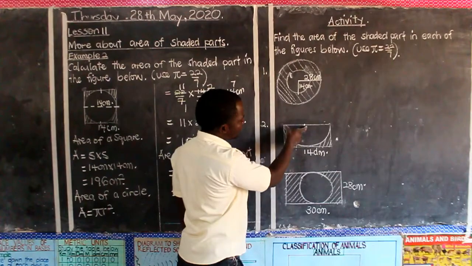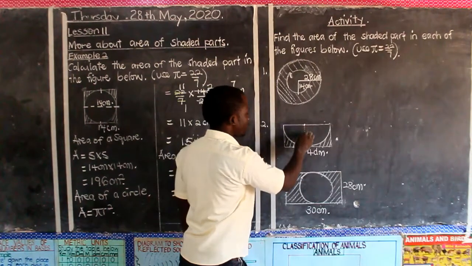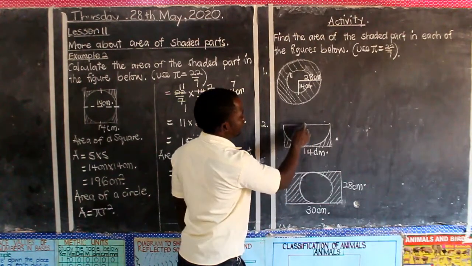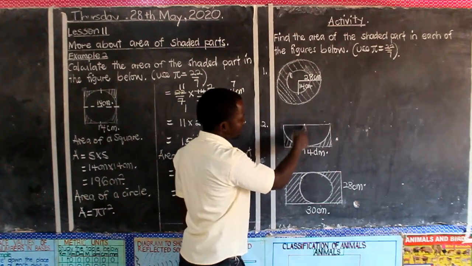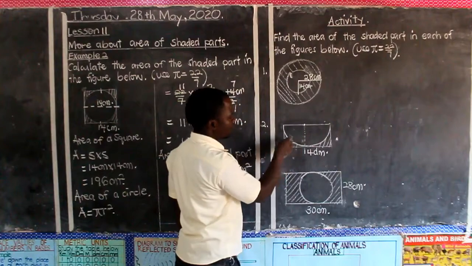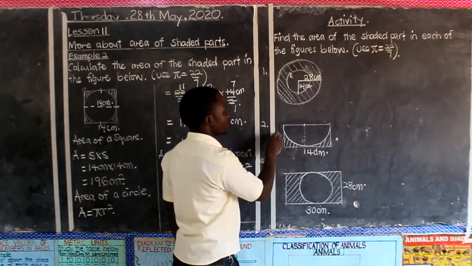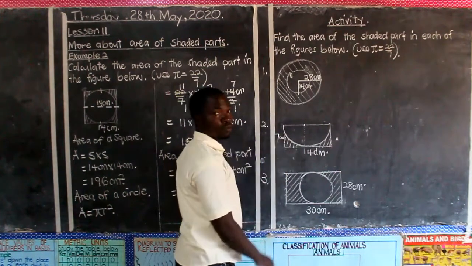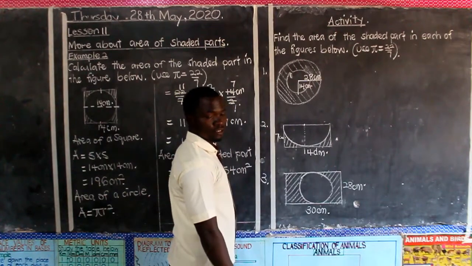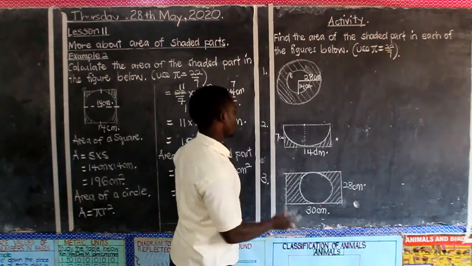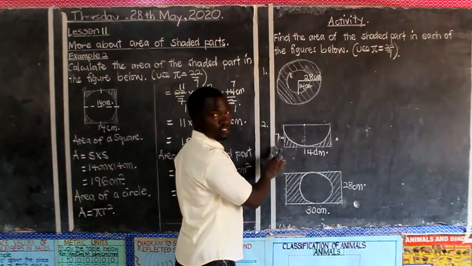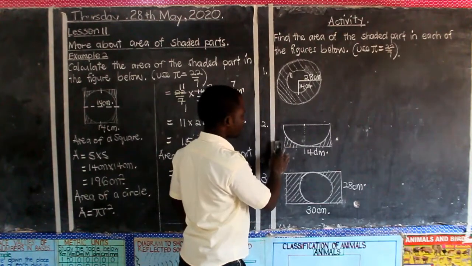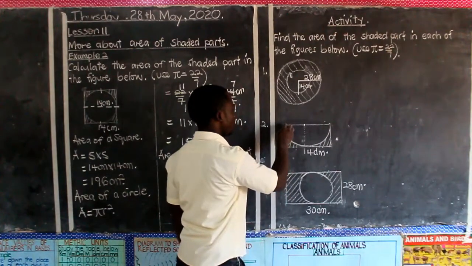If this is 7, what about this? If this is radius, even that is radius. So if this is 7, this is also 7. And if this is 7, this one here will be 7 centimeters. Common sense. So you are going to use 7 as your width, but you should know where the 7 is coming from.